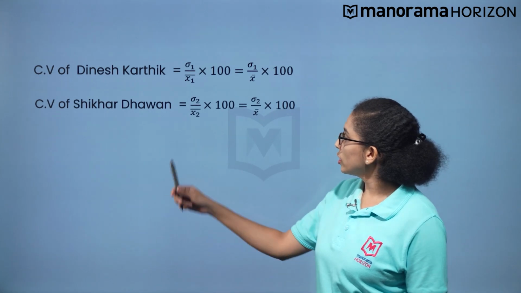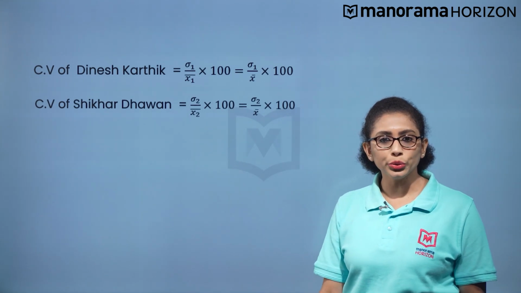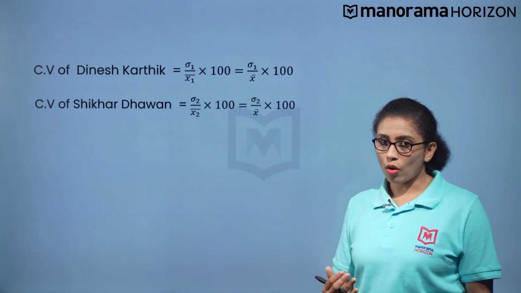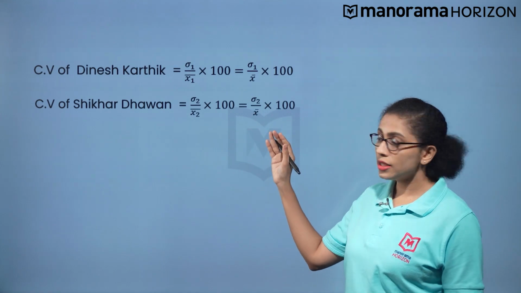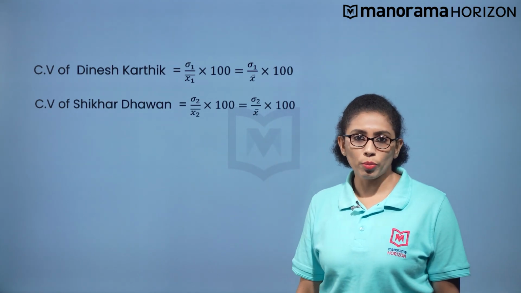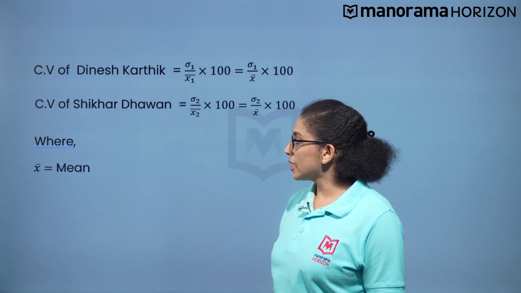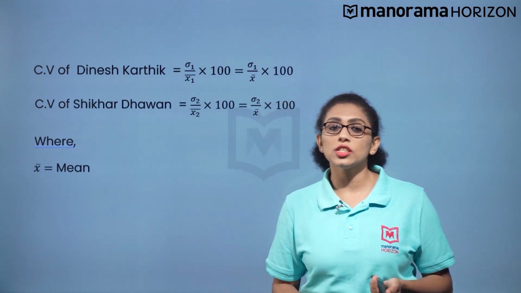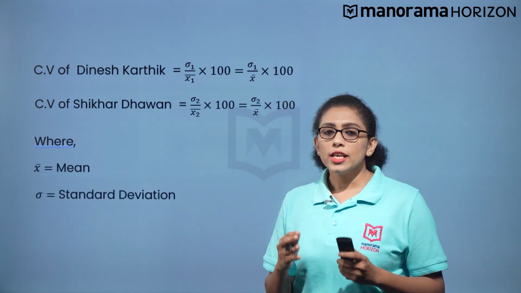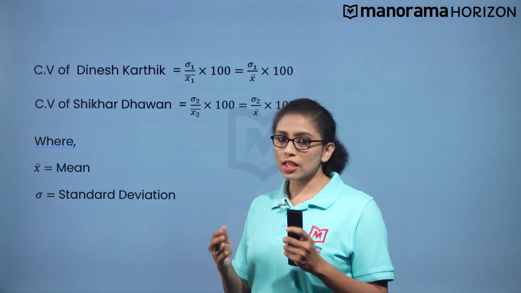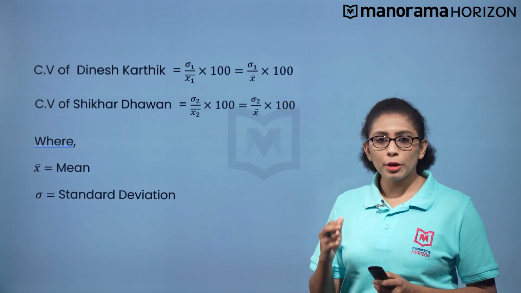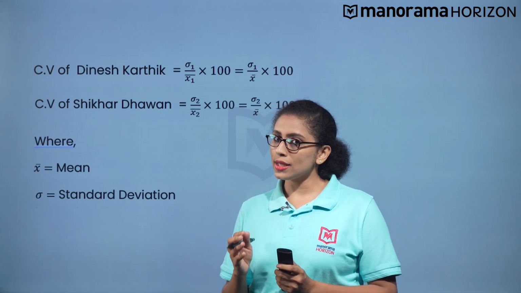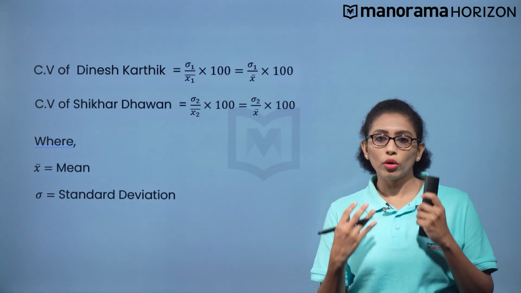And similarly, for Shikhar Dhawan, sigma 2 by x2 bar into 100. So, we need to determine sigma 1, x1 bar, sigma 2 and x2 bar, where x bar represents the mean, which is found by dividing the sum of the observations by the number of observations, and sigma is the standard deviation, given by the square root of 1 by n into the summation i equal to 1 to n of xi minus x bar the whole square. This equation you have already learned.